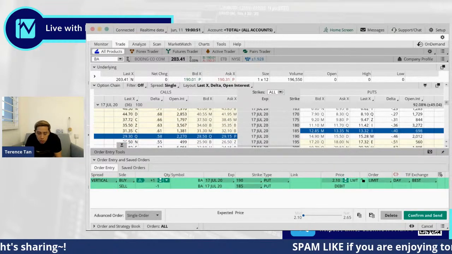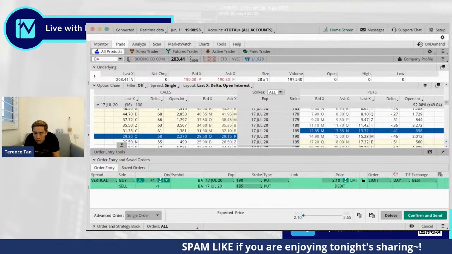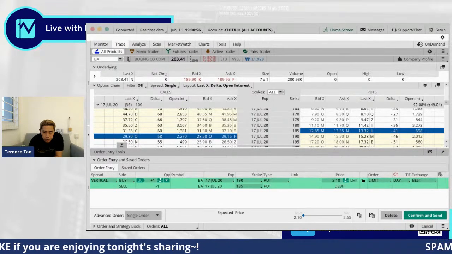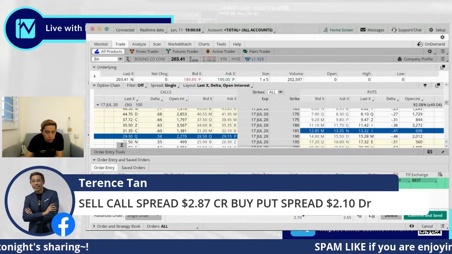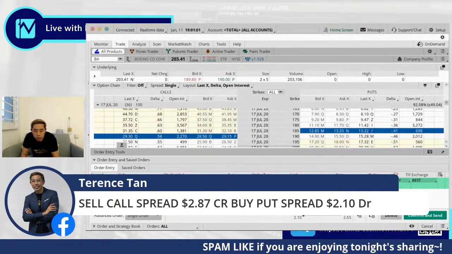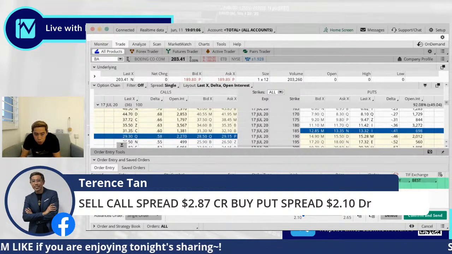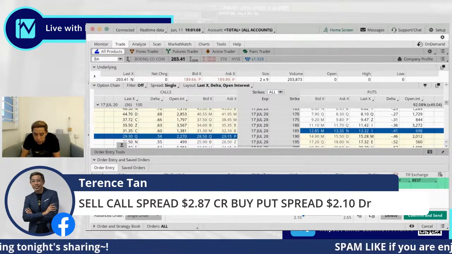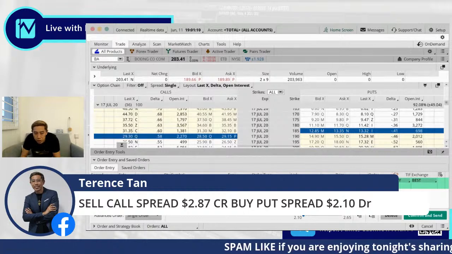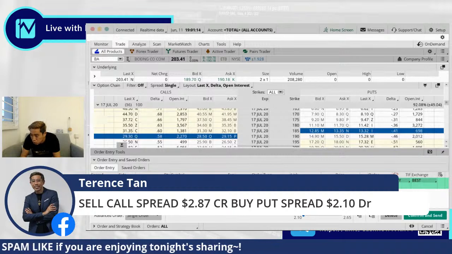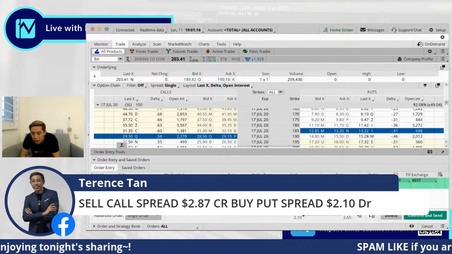I've put it out in the comments, and I'll flash it here so all of you can see it. If you sell the call spread, it brings you a 287 credit. But if you choose to buy a similar put spread, with the same success probabilities, you have to pay 210 upfront.